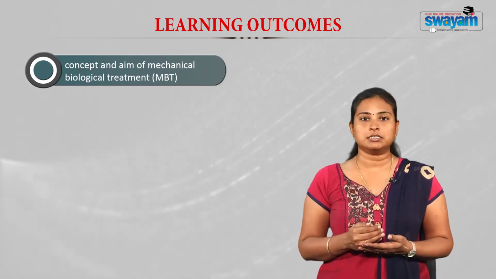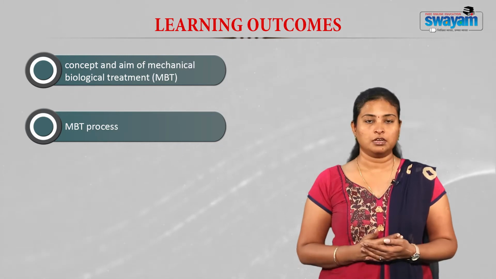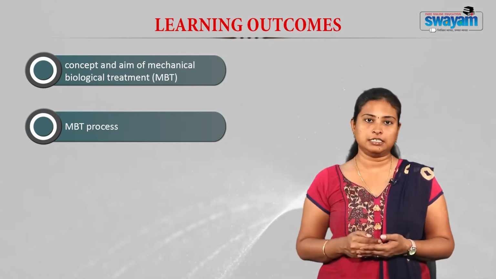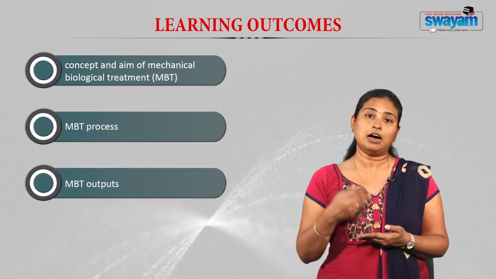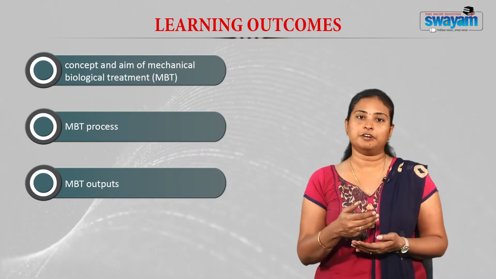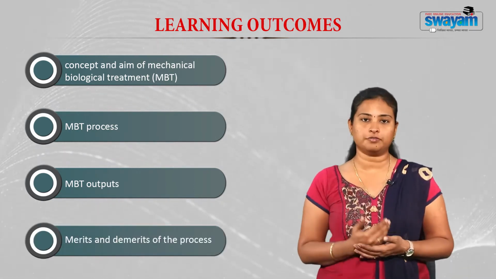Then we will discuss how this MBT process is actually carried out with a flow chart. Then we will discuss each of these processes in detail. Then we will discuss what outputs you get at the end of the MBT process. Finally, we will understand the different merits and demerits of the process.